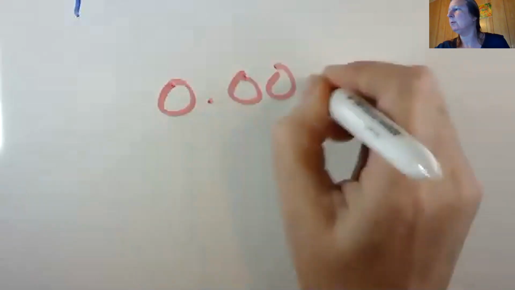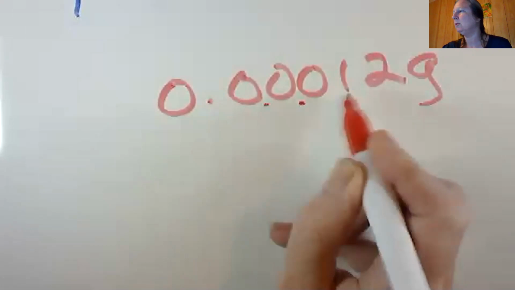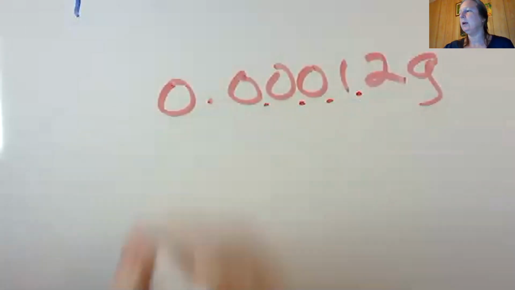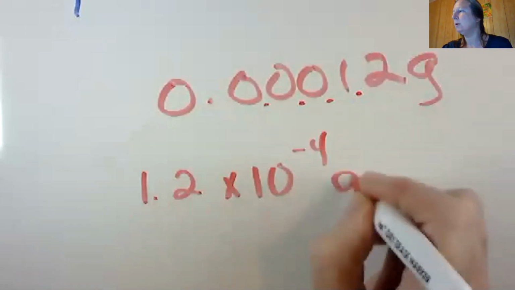I'm going to switch to my whiteboard. So that number was 0.00012. We'll call it grams. I can rewrite this and get rid of those zeros and not lose my information. Numbers are information. So it's going to be 1, 2, 3, 4 places back. So it's 1.2 times 10 to the negative 4 grams.